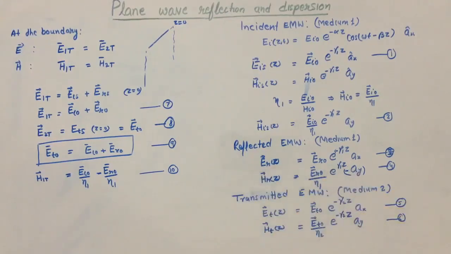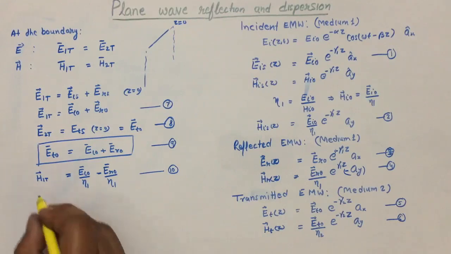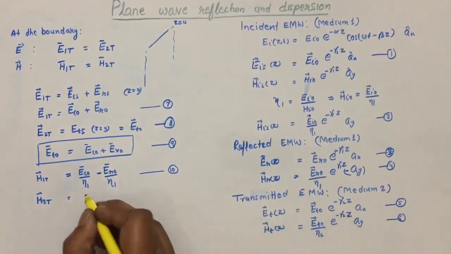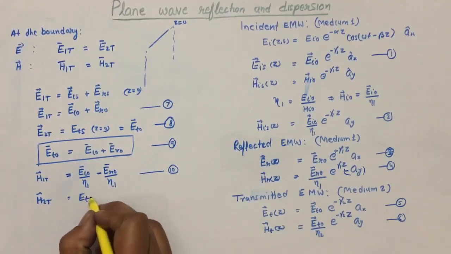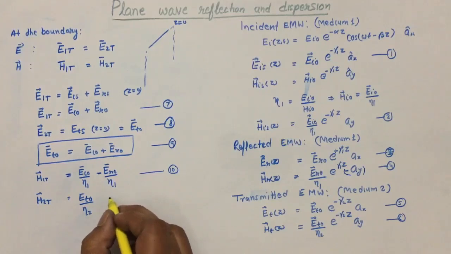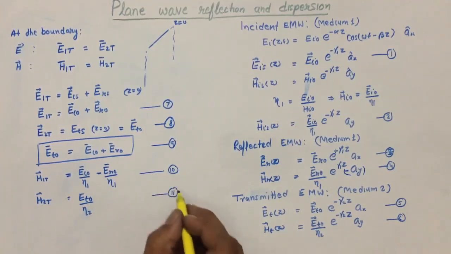Similarly, for the transmitted case, it can be H2t, that will be equal to, at z equal to 0, it will be in the direction of Ay. So when it is 0, it can be written as E transmitted naught divided by medium 2. This is named as equation number 11.